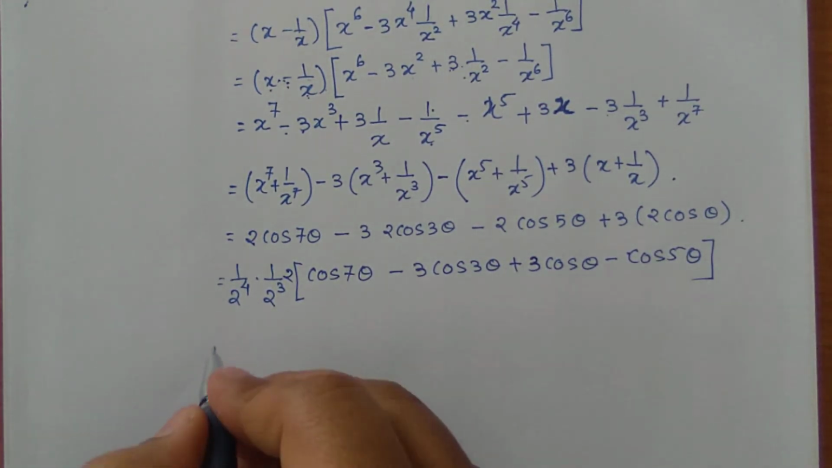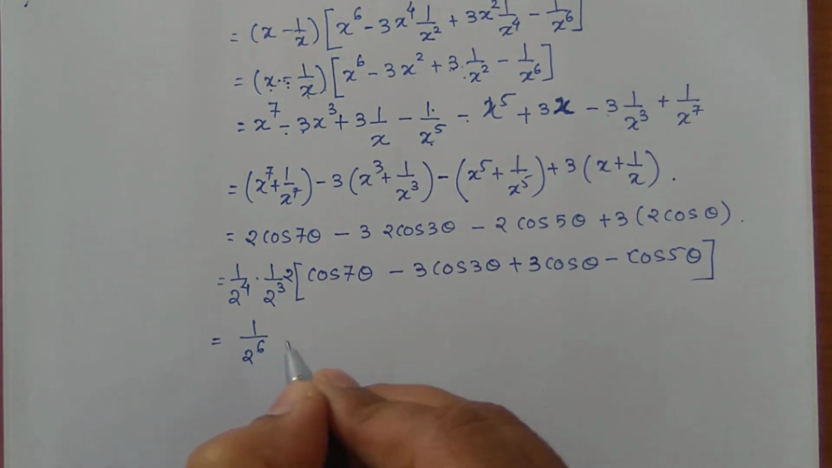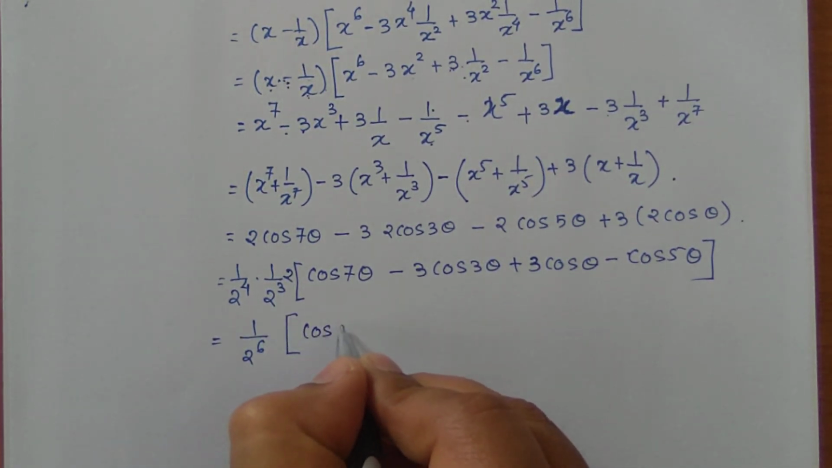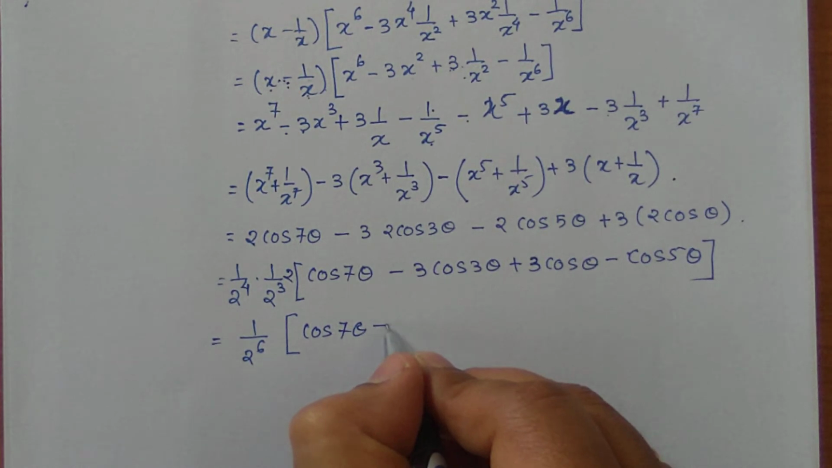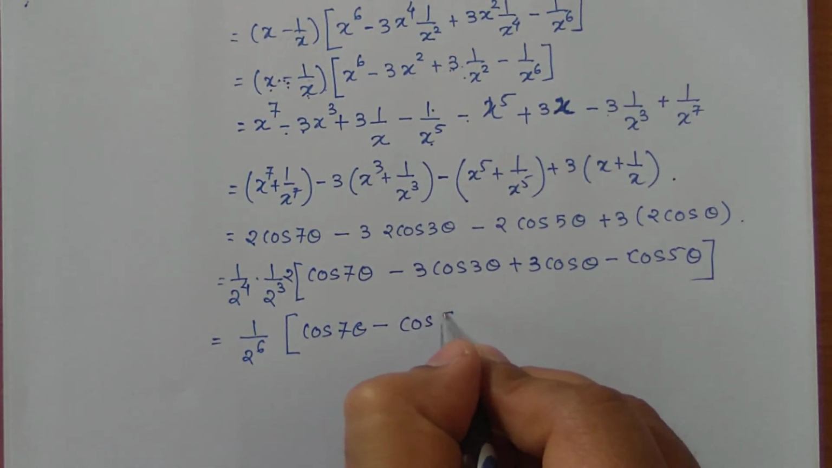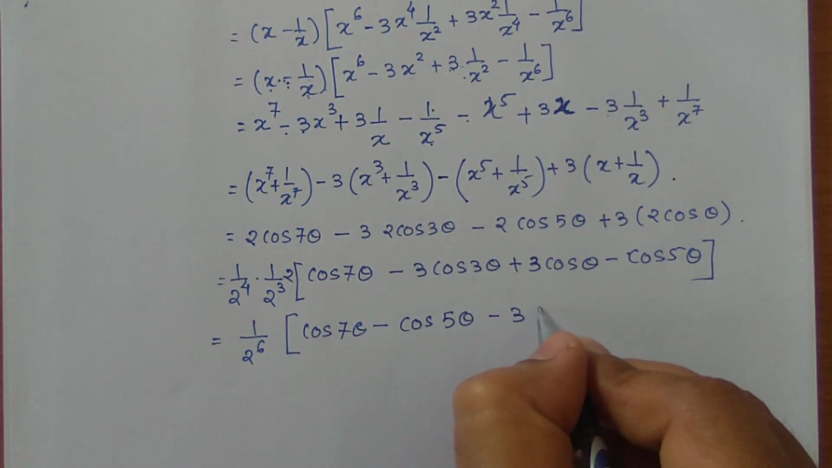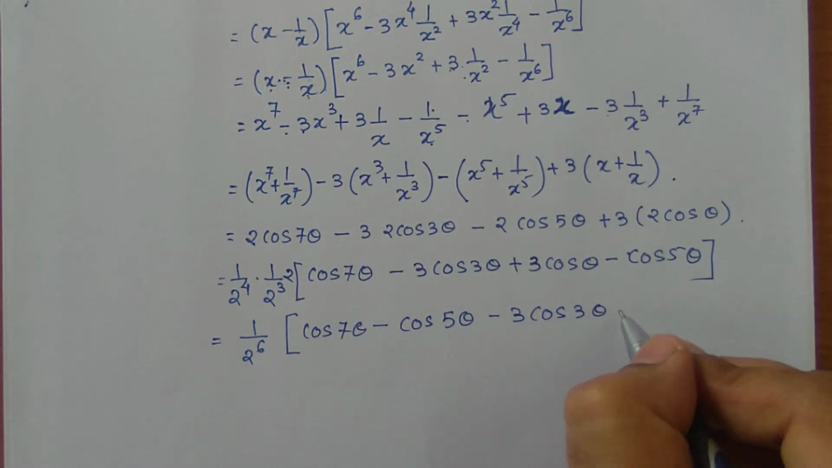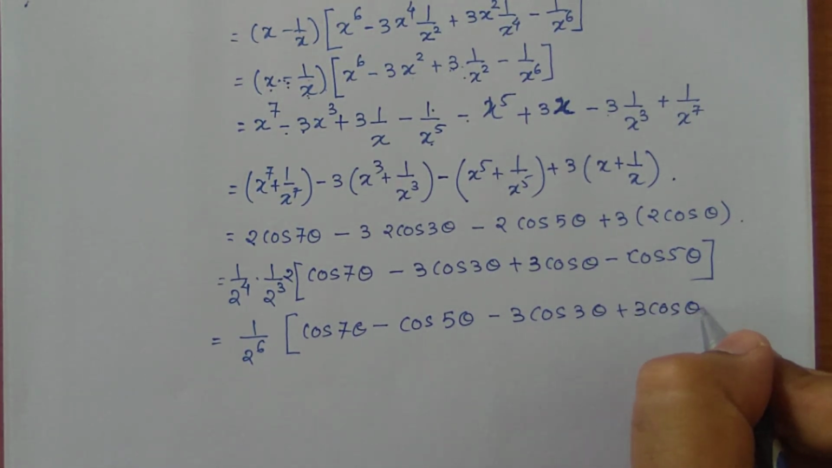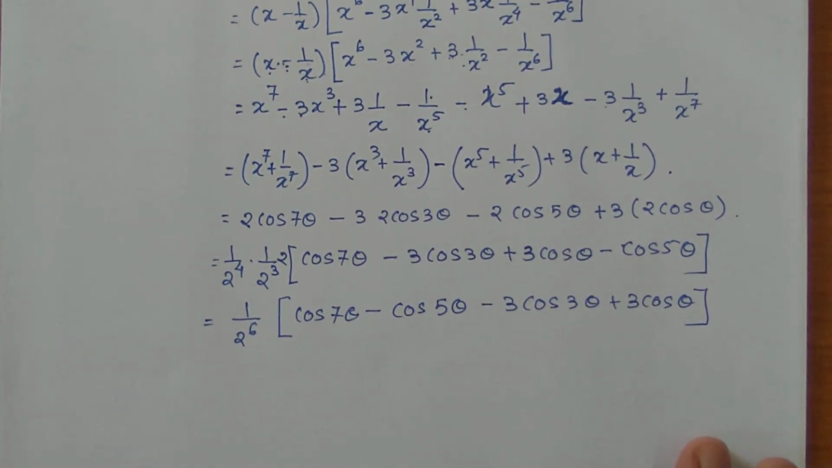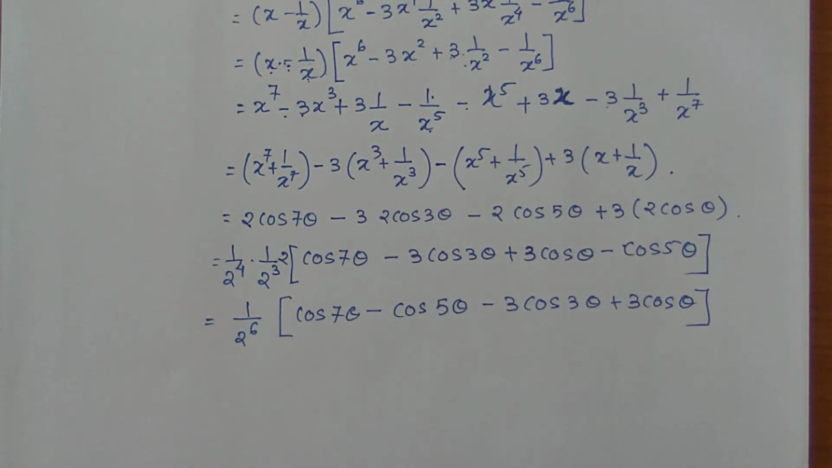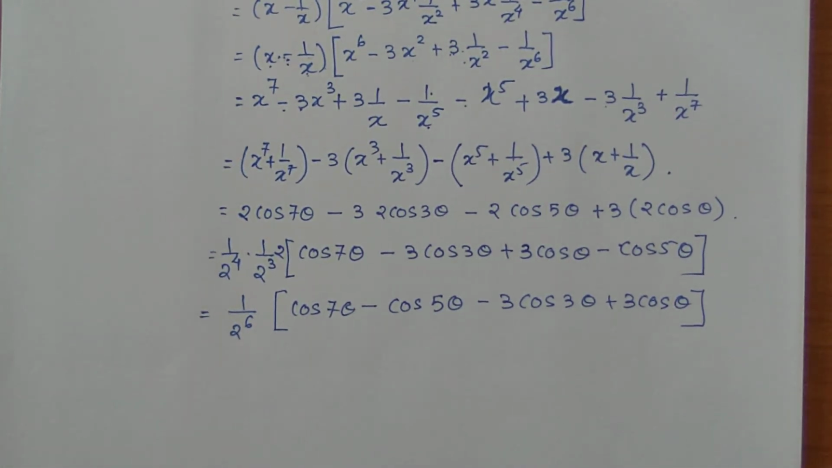Okay, so this is 1/2^6 into bracket. We adjust the terms according to the given. So cos 7 theta minus cos 5 theta minus 3 times cos 3 theta plus 3 times cos theta. So this is what we get. Is it clear? So this is how one can get the solution for the given particular problem.